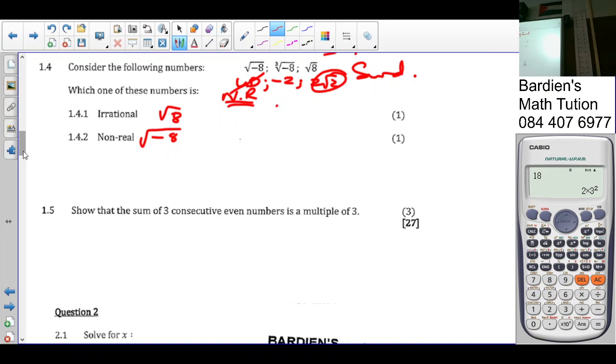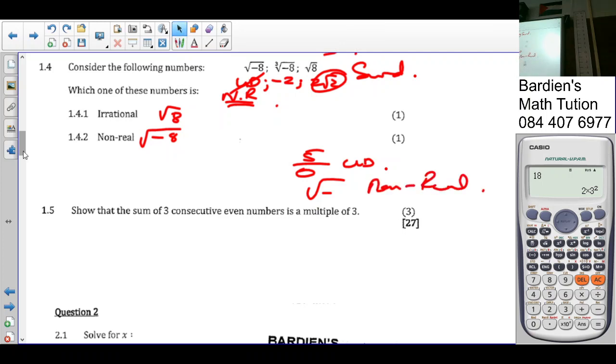Okay, undefined. When is something undefined? When the denominator is equal to 0. Like if you got 5 over 0, this is when it's undefined. The square root of a negative number, that is non-real. Okay, do you guys understand? Right.